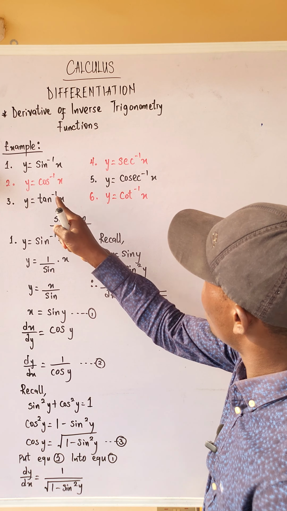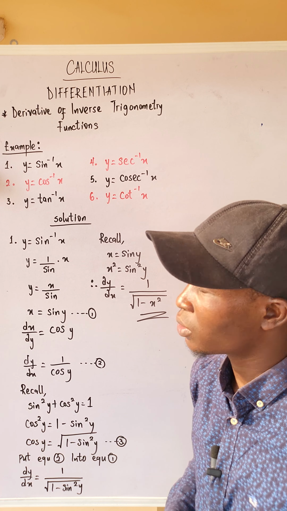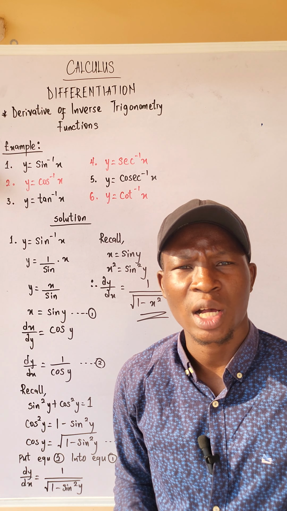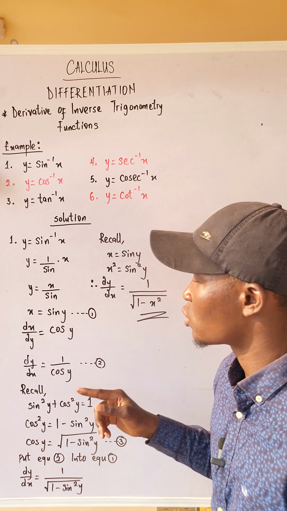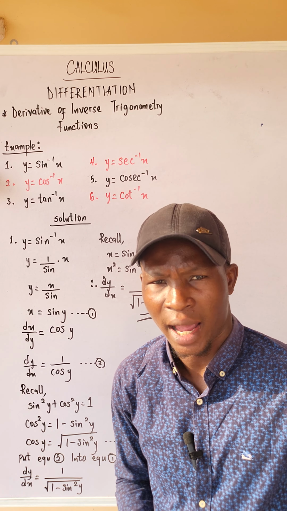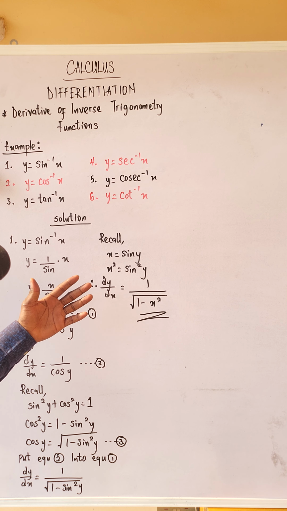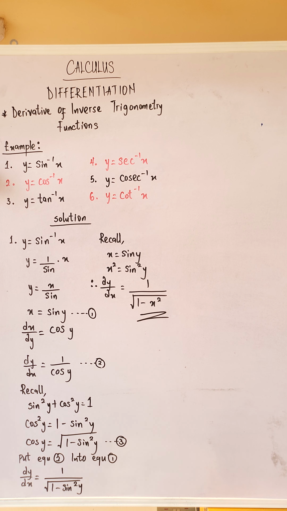As simple as that. So try number 2. Try question 2: y equals cos inverse of x. You know what your answer will be now? Your answer will be minus 1 over square root of 1 minus x squared. So please, you can just look at it. If you don't understand, let me know in the comment section. Thank you.